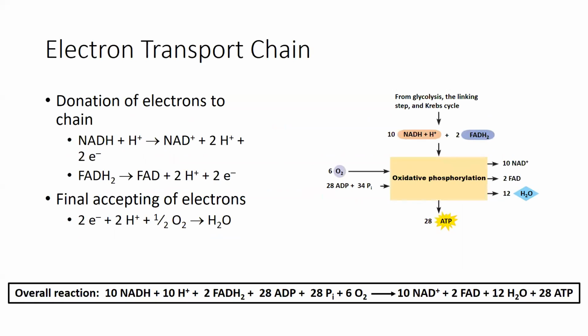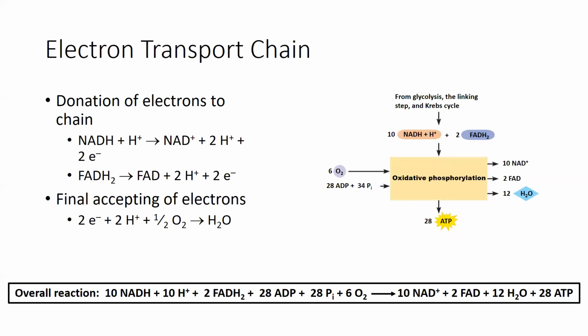The big picture here, let's summarize this a little bit, and then we'll continue on. So basically, we had the donation of electrons to the electron transport chain, and we got those electrons from glycolysis, from the linking step, from the TCA cycle, or the Krebs cycle, right? So these are the electrons that we are bringing in on our two carrier molecules. Remember, NAD is a carrier molecule, and so is FAD.